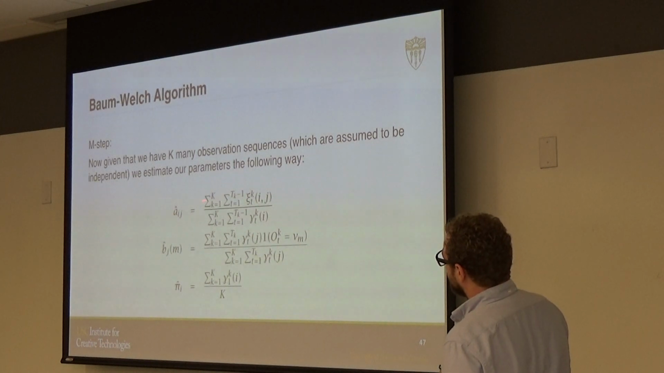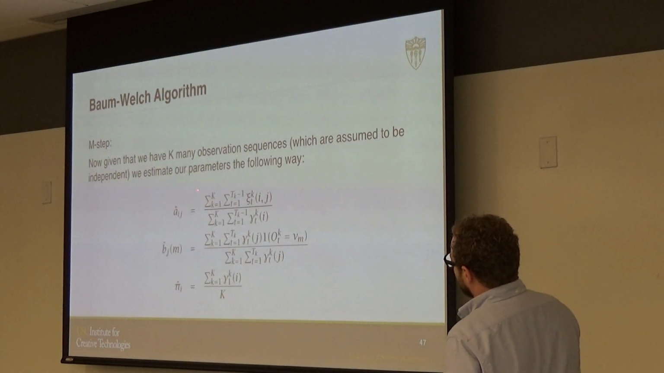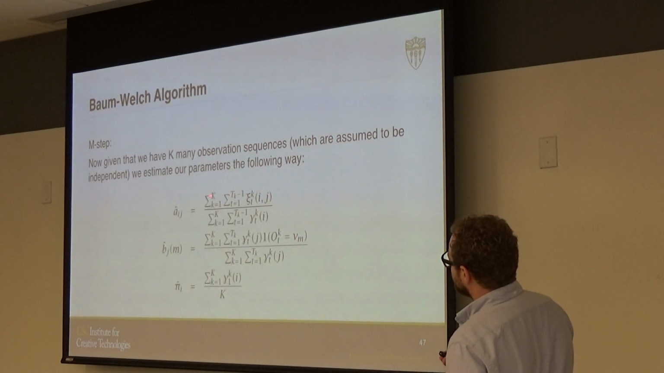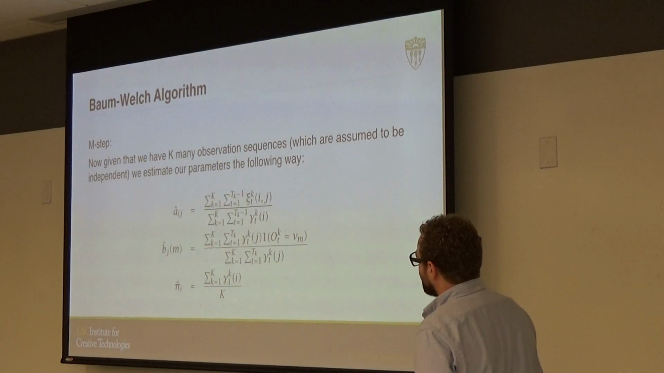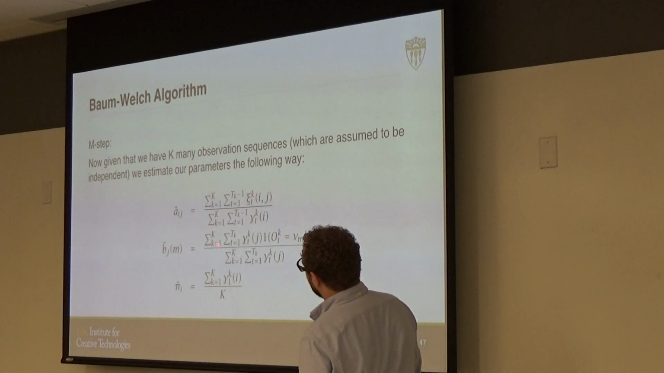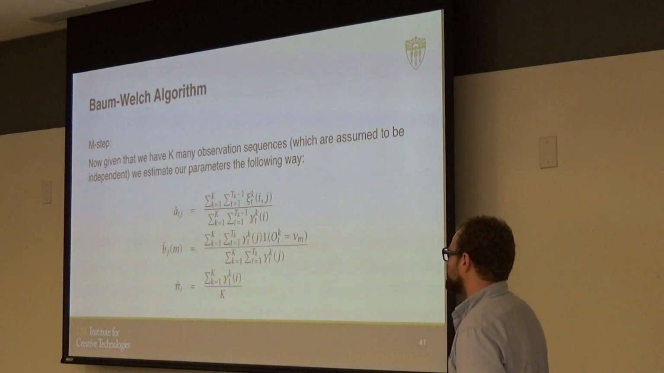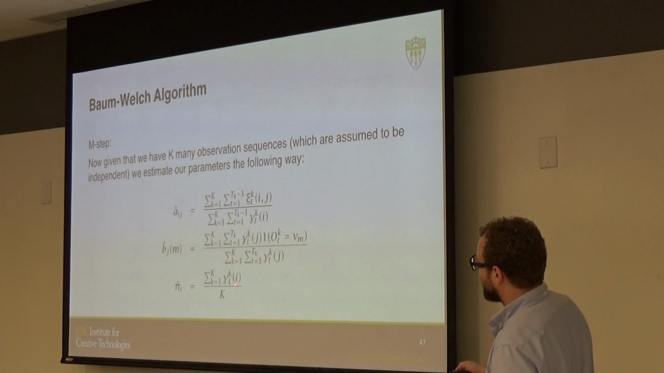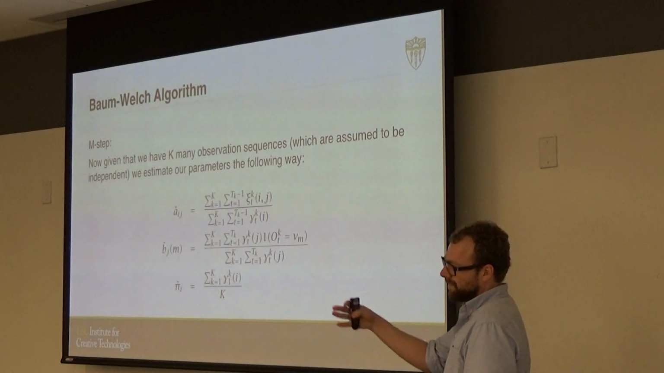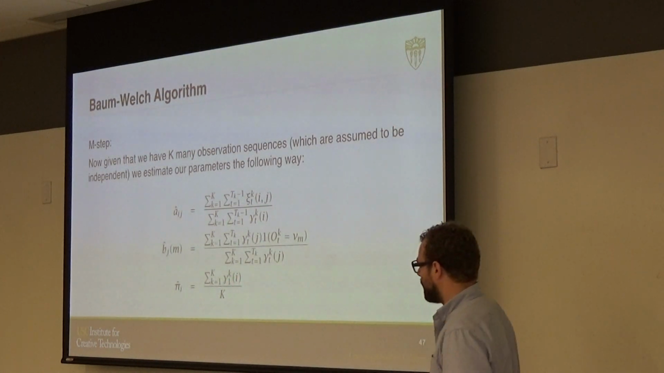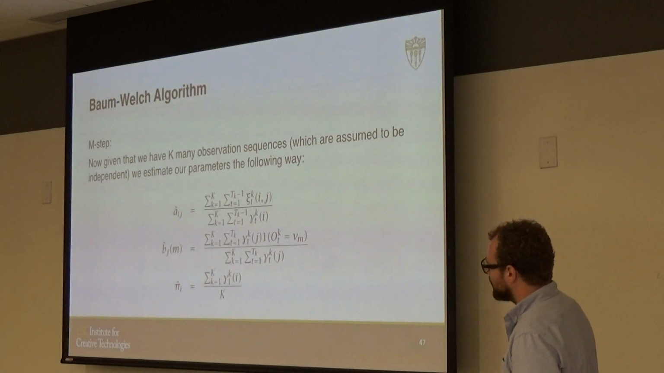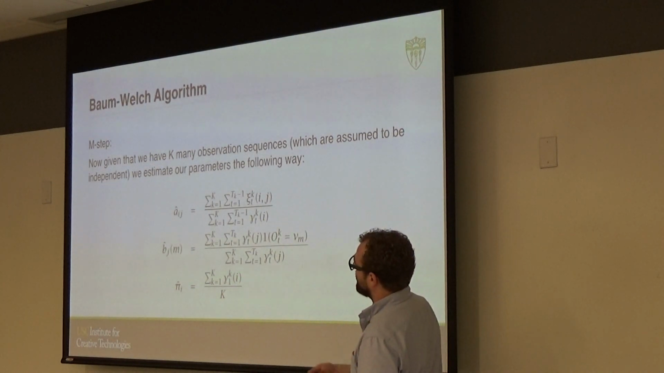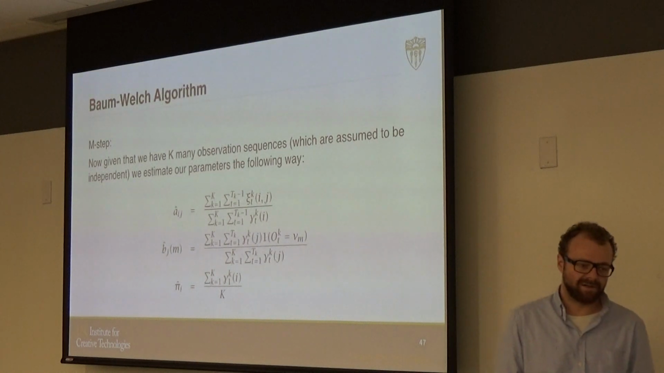Now that we have k many observations, we can just add these sums over k here, and we get our model parameters. And for the pi's, we just look at how many times we are in state i at time step 1, divided by the number of observations that we have in our model.